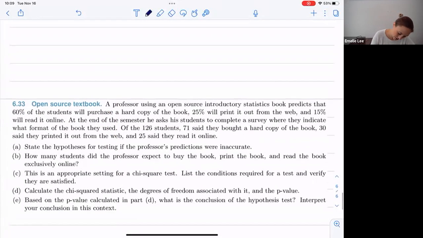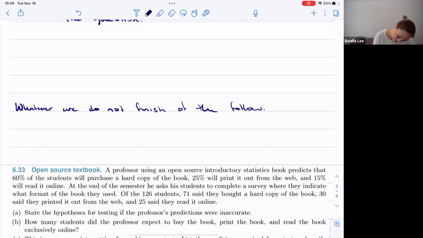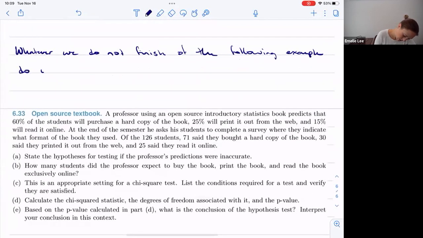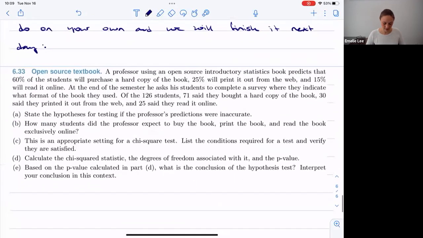So I'll make a note here. Whatever we do not finish of the following example, do on your own, and we will finish it next day. I can't remember, Thursday. Maybe I'll just say next day. Okay. All right.